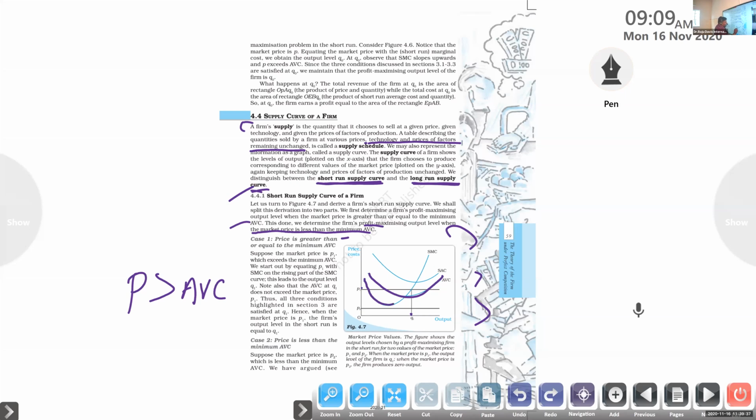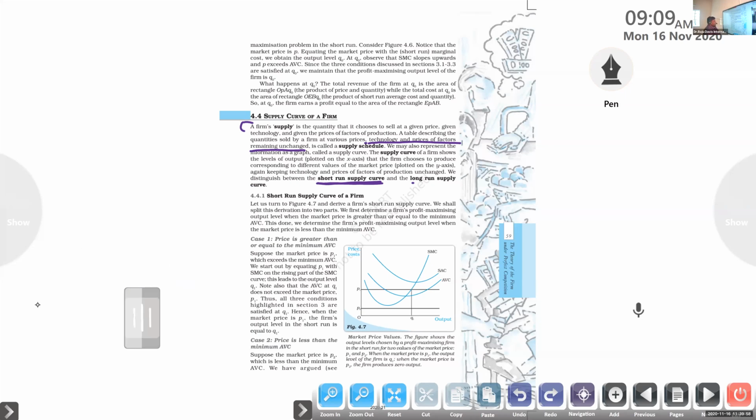Okay, and it always touches the SMC, the short run marginal cost's increasing part, not a decreasing one, but the increasing one. So it is a profitable business for the firm. So the firm is ready to produce a Q1 quantity at price P1.